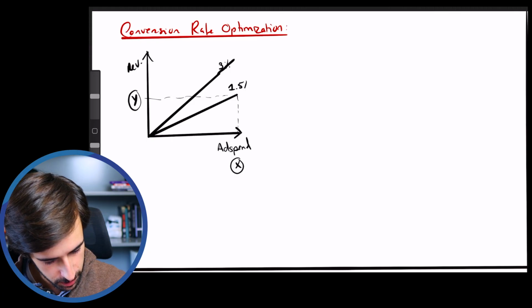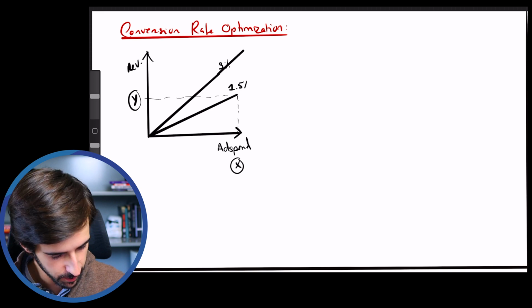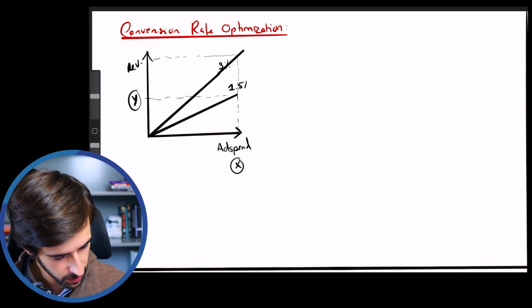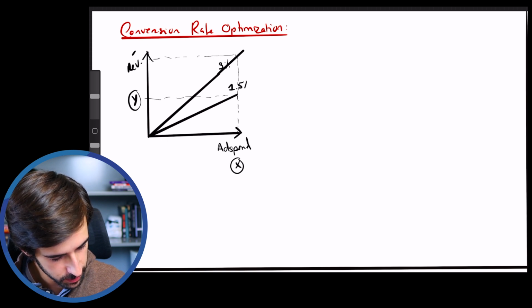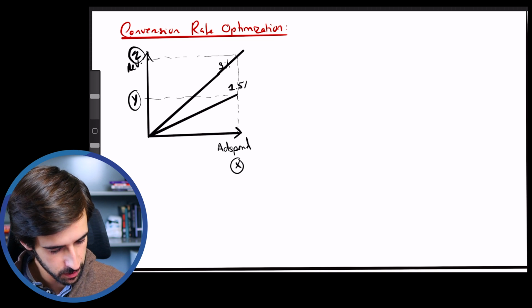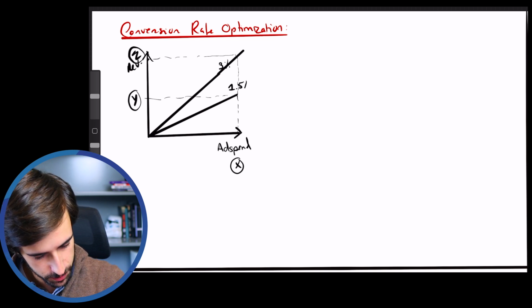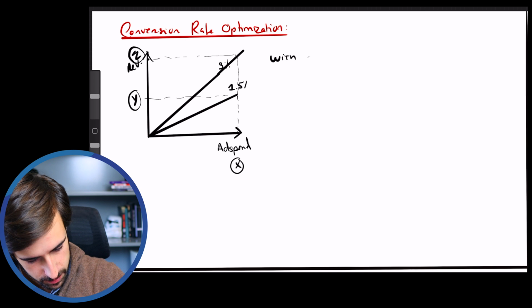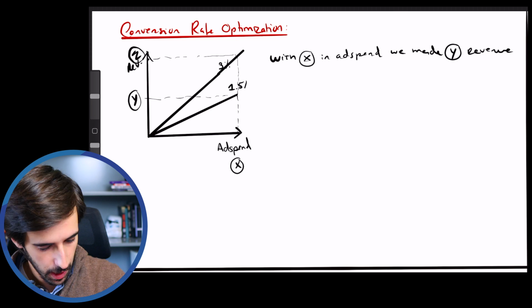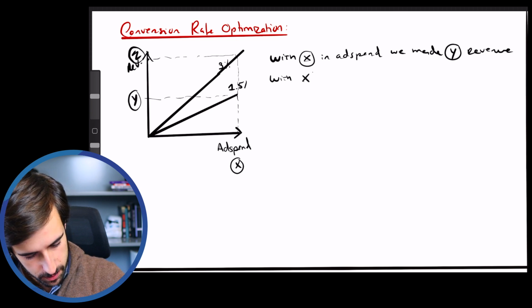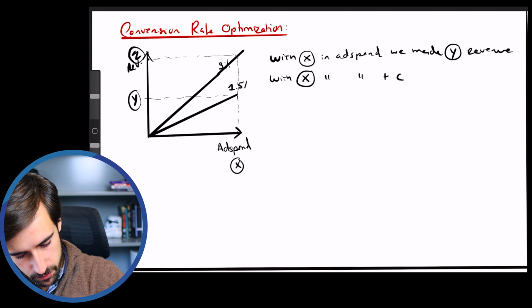So let's extend our line here for the sake of the example. Now we have the same ad spend, right? Spending the same amount of money, but our revenue just went here. So now for amount X of ad spend, we get amount Z, it's this one right here, in revenue. So if we put some numbers to this, what this means is that with X in ad spend, we made about Y amount of revenue. However, with X in ad spend plus conversion rate optimization, we made Z in revenue.